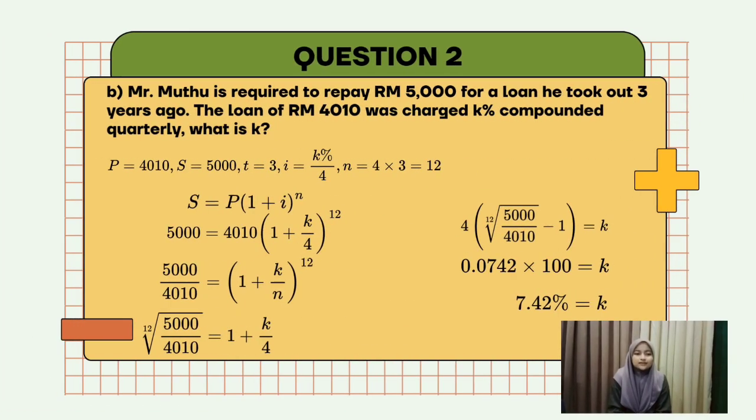B. Let P be 4,010 ringgit, S is 5,000 ringgit, t is 3 years, i is k percent divided by 4, n is 12. Using the compound interest formula and substituting the values into the formula, solve for i, the interest rate per period, then multiply by 4 to find k, the annual interest rate in percent. The final answer is 7.42%.